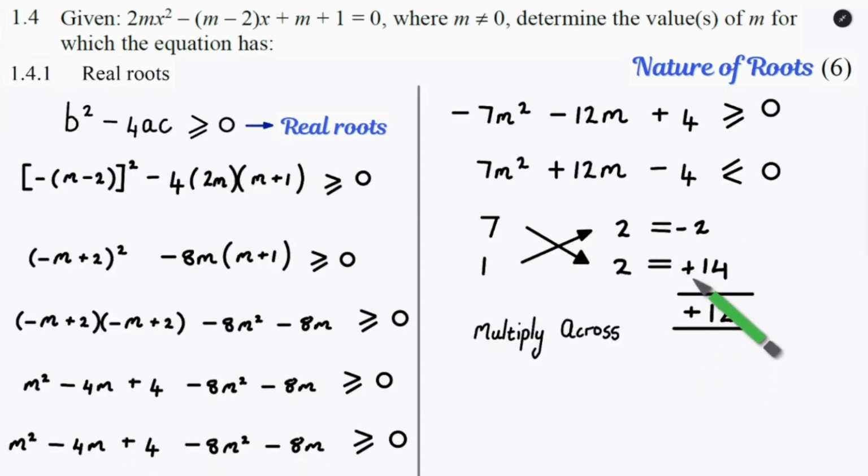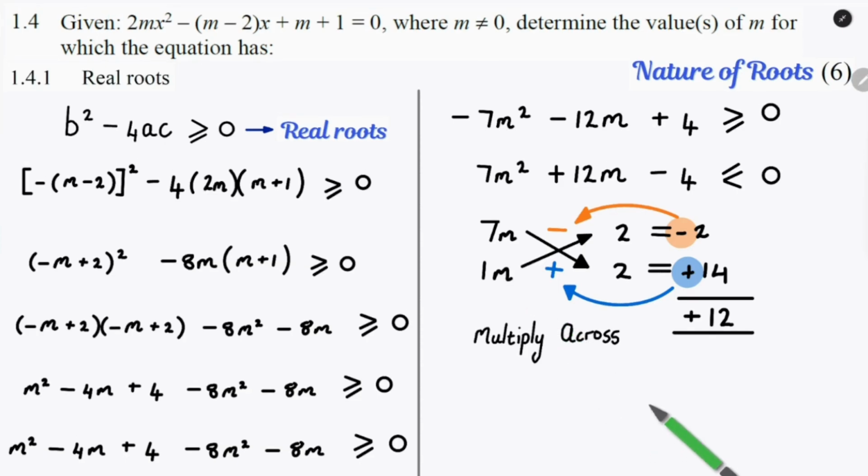And the last thing left to do is to bring this sign over and to bring this sign over, and then we just slap a little m over here, and we also put a little m over here, and now we can get our two brackets. The first bracket will be 7m minus 2, and our second bracket will be m plus 2. And then the inequality and the 0 at the end do not change.